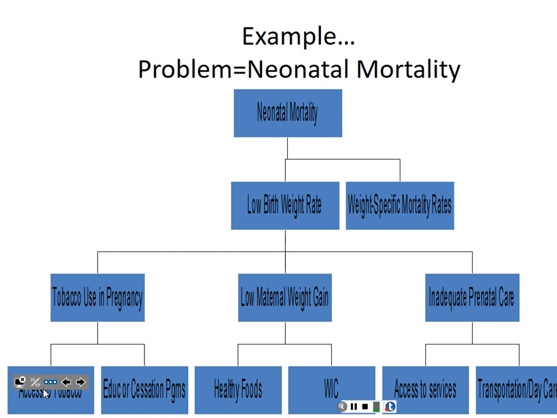What is the most common cause of neonatal mortality? Low birth weight or preterm births, right? That's the most common cause of neonatal mortality. Actually, about 1/3 of neonatal deaths are related to preterm birth or low birth weight. So low birth weight as such is a determinant of neonatal mortality. A reduction, a drop in preterm births and low birth weight rates will result in a drop in neonatal mortality.